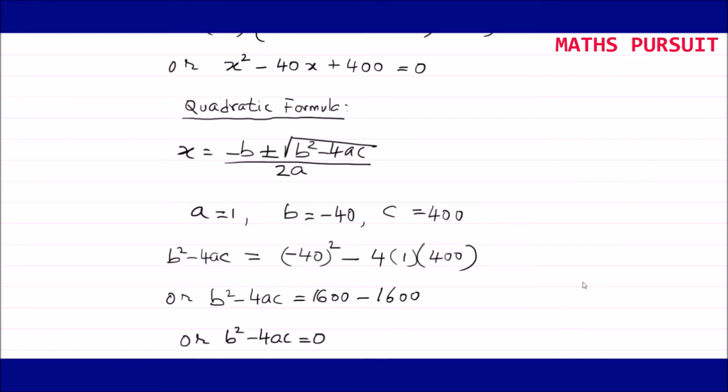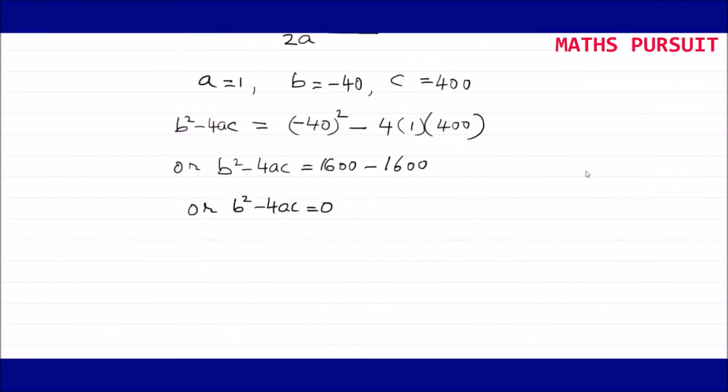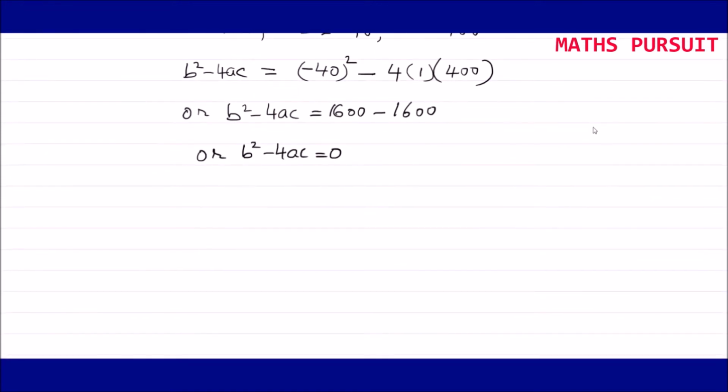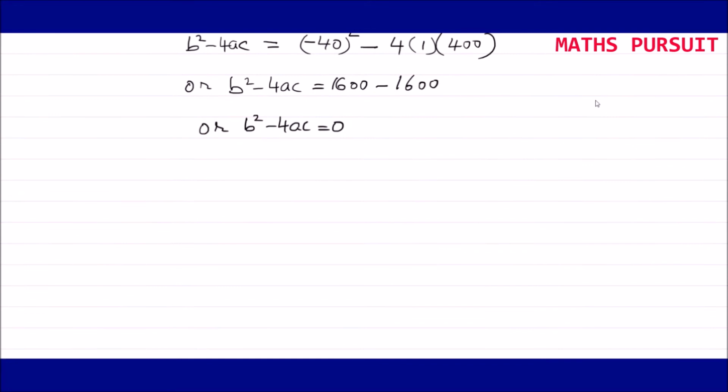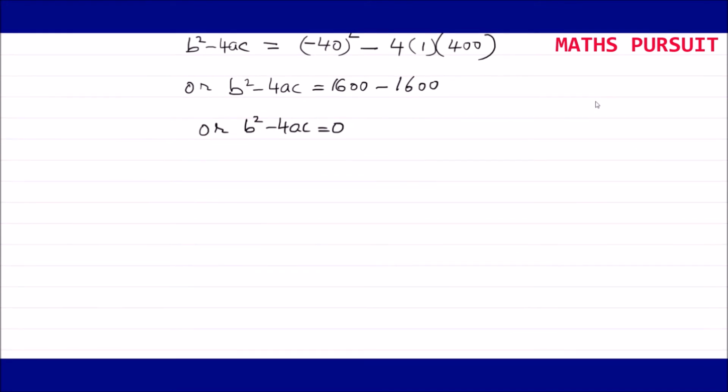So guys, what we got? We got b square minus 4ac is equal to 0. So from this one thing I believe we could recall: when b square minus 4ac is equal to 0, or the determinant is equal to 0, then we will get two equal roots. So that means definitely we are going to get two equal values for x. Okay. Now let us put this value in our quadratic formula and solve this.